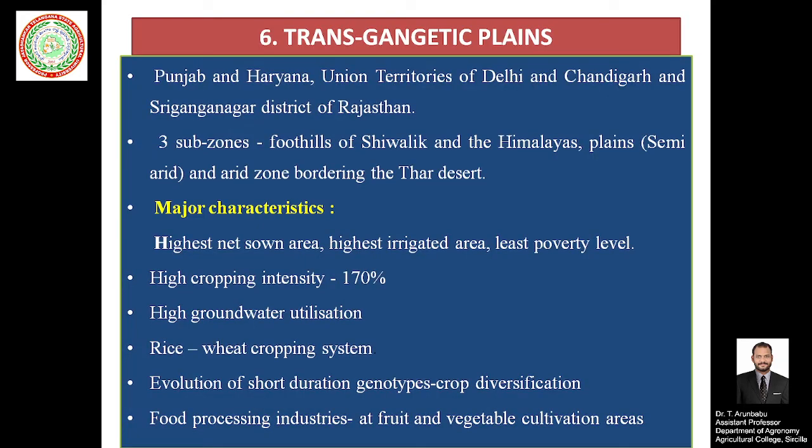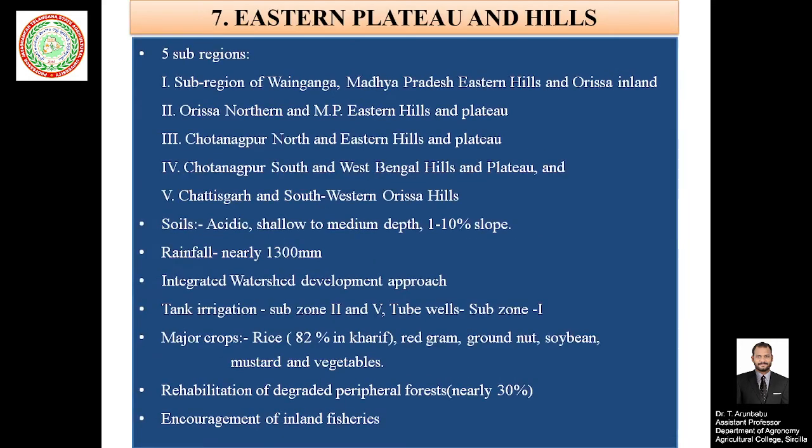Coming to the Trans-Gangetic plains, these are the Punjab and Haryana region and Union territories of Delhi and Chandigarh and Sri Ganganagar districts of Rajasthan. And the major characteristics of this region are the highest net sown area, highest irrigated area and least poverty level. And the cropping intensity is 170%, and high groundwater utilization and rice wheat cropping system is very predominant in this zone. And next one, that is Eastern Plateau and Hills region.